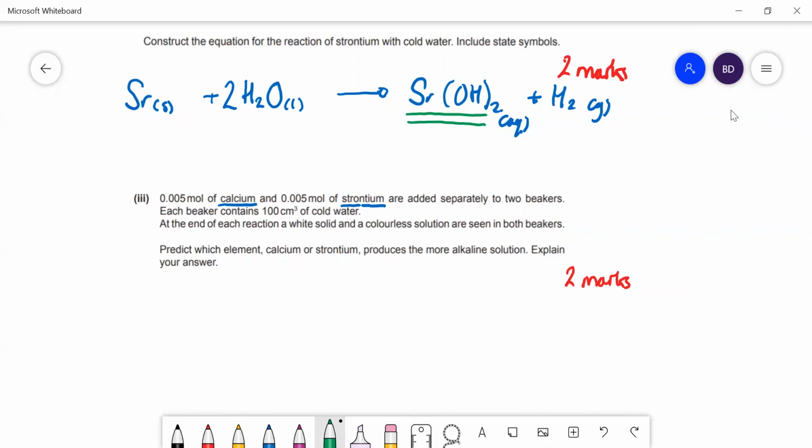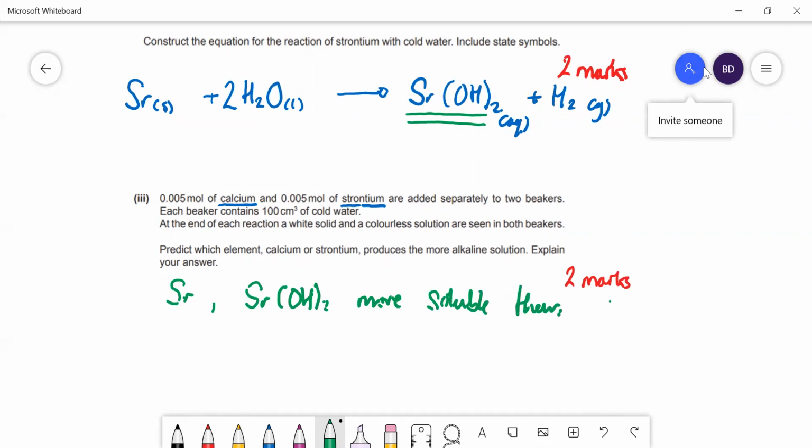Predict which element, calcium or strontium, produces the more alkaline solution. Explain your answer. You're going to get a more alkaline solution with strontium because strontium hydroxide is more soluble than calcium hydroxide. So you've got a greater concentration of OH- ions with the strontium, and that means you're going to have a higher pH. So it's due to the solubilities of the hydroxides.